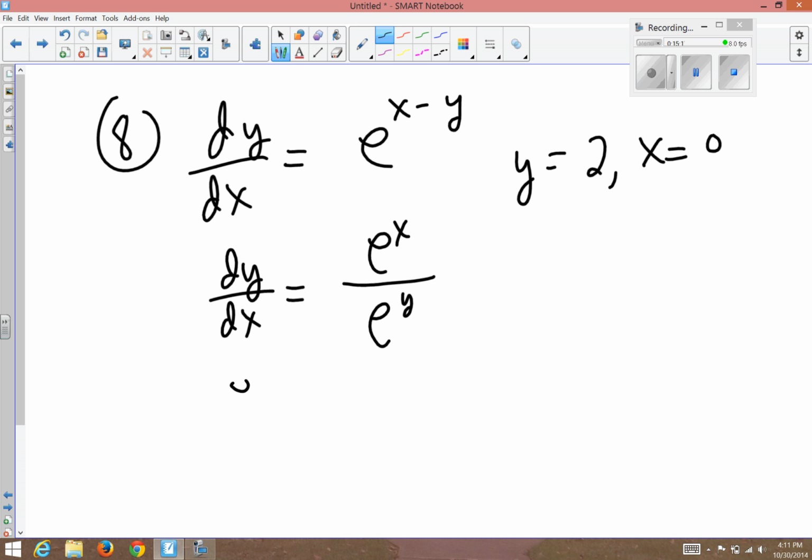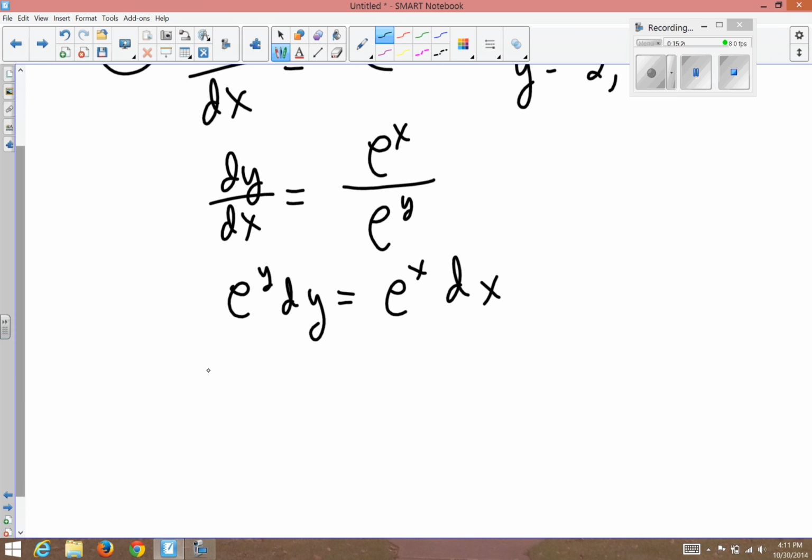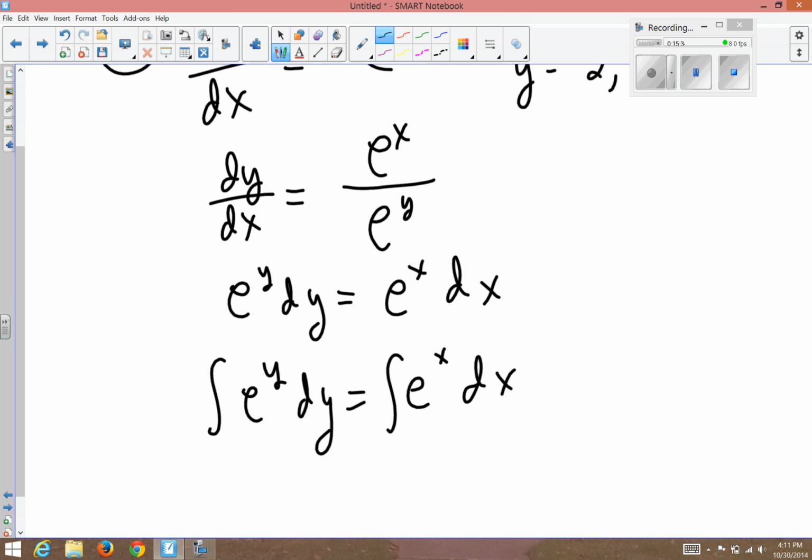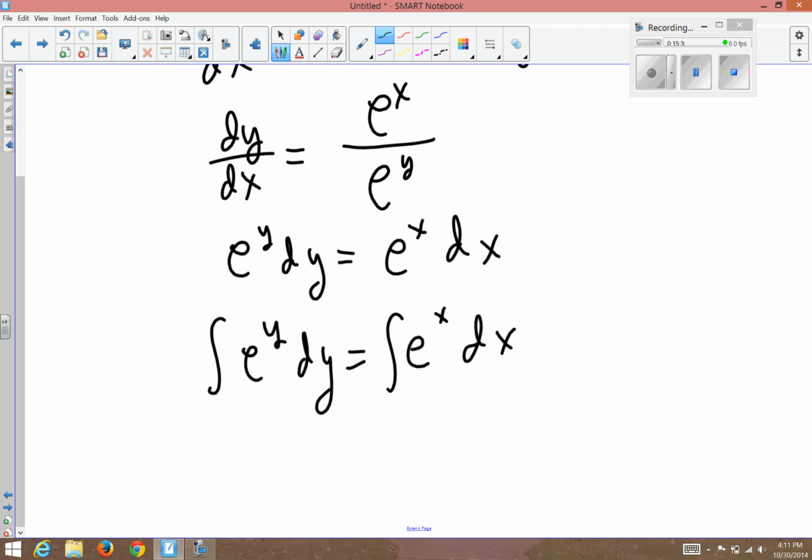Cross this way, it's e to the y dy equals, diagonally this way, e to the x dx. Time to integrate both sides. The integral of e to the y dy equals the integral of e to the x dx. I know the integral of e to the y dy is e to the y plus c. The integral of e to the x dx is e to the x plus c. We need a plus c on one side or the other.